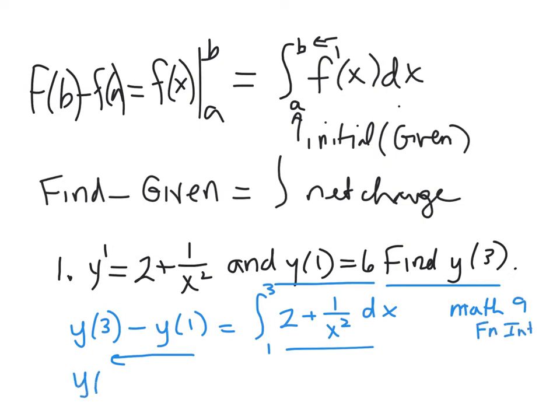And then we have y of 3 equals, well, what is y of 1? y of 1 is 6. 6 plus, and then if I put that in my calculator, I get 4.666, which is 2/3, right? So how much do I have at the end? y of 3, I have 10.6666, 10 and 2/3.